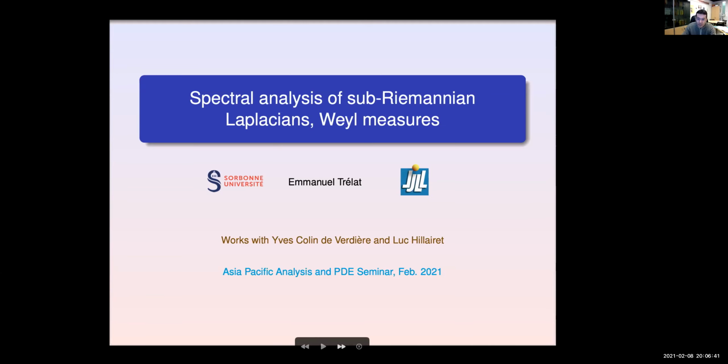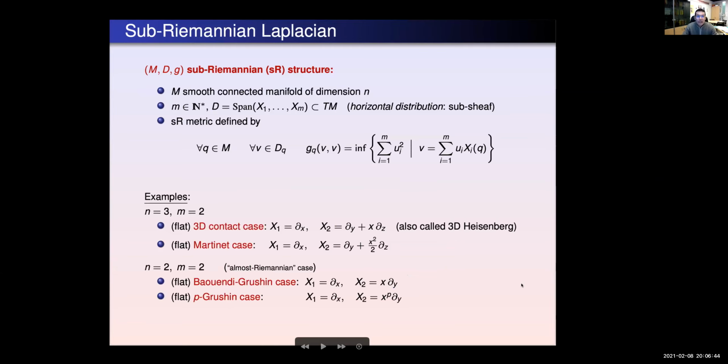So let me explain in few words what is a sub-Riemannian structure. A sub-Riemannian structure is usually defined as a triple (M, D, g) where capital M is, let's say, a smooth connected manifold of dimension n. You can think of R^n, of course. D, which is called the horizontal distribution, is the span of m smooth vector fields on the manifold M.